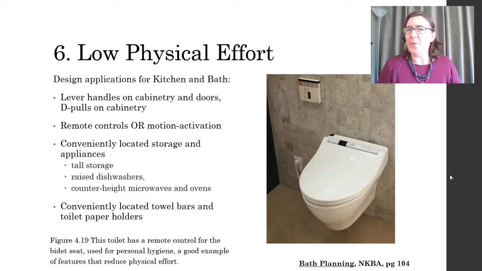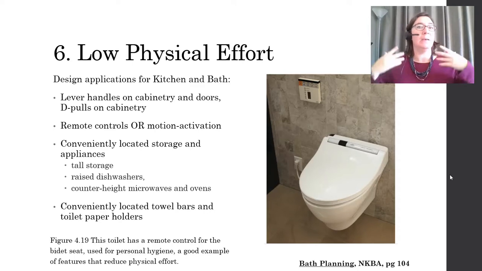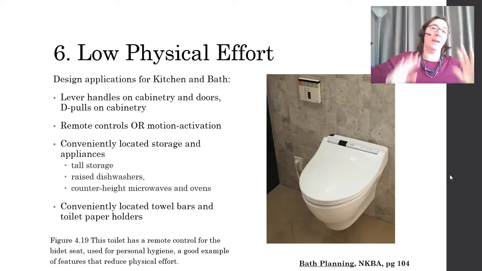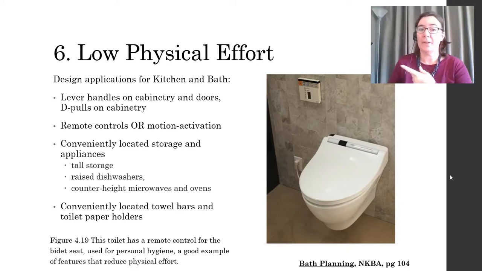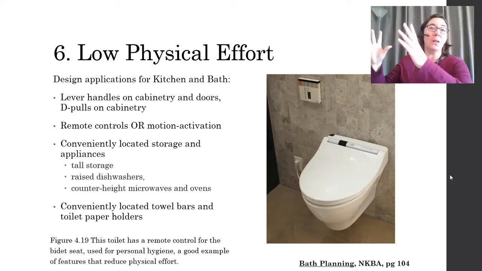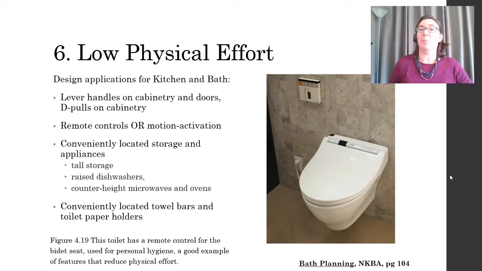And just conveniently locating your storage and appliances lessens how much somebody has to bend over, reach, stretch, either too high, too low. So tall storage, which provides a variety of different heights for different items, raised dishwashers and clothes washers, like we just saw in the last illustration, and also counter height microwaves and wall ovens. All right, anything in that kind of that sweet spot of not having to reach up or down involves less effort. Don't forget to conveniently locate your towel bars and your toilet paper holders.